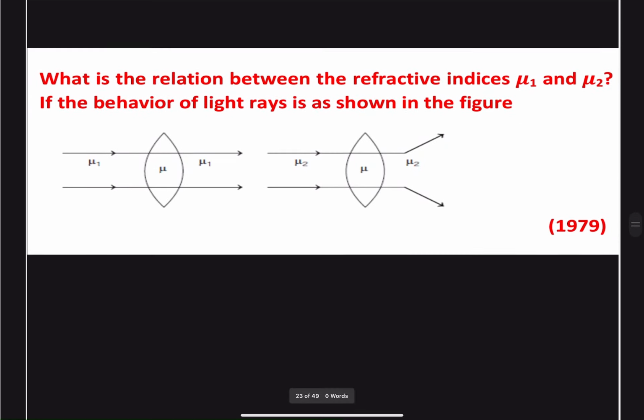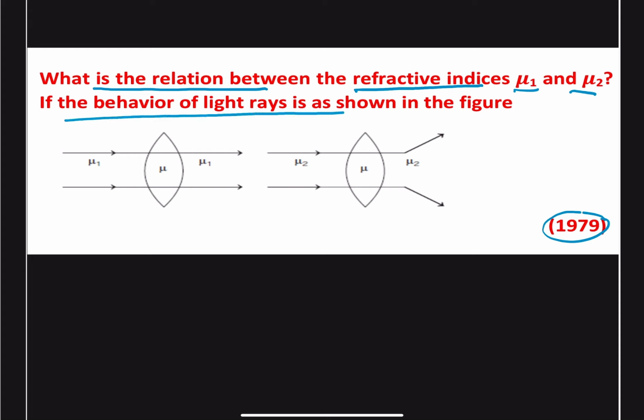We come to the next question. This question was asked in the year 1979, and it states: what is the relationship between the refractive indices mu1 and mu2 if the behavior of the light rays is as shown in the figure?